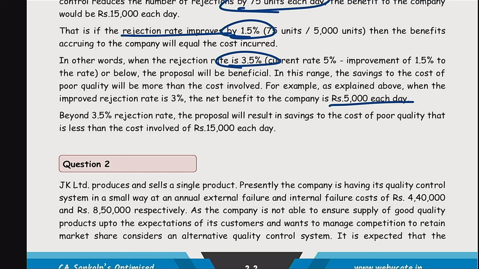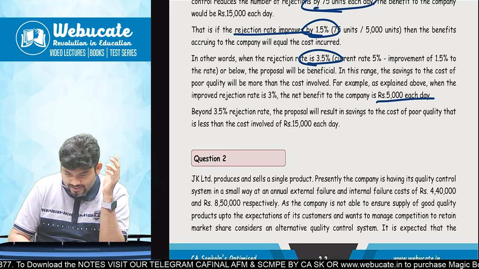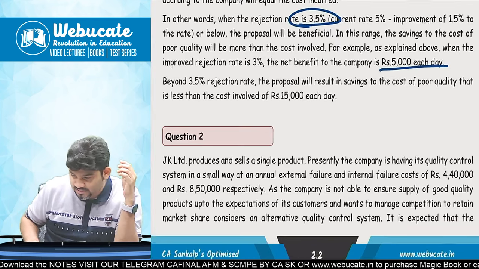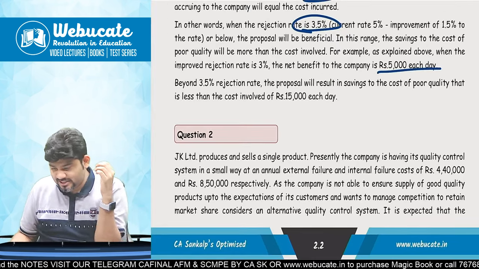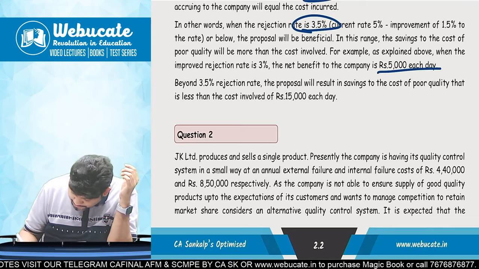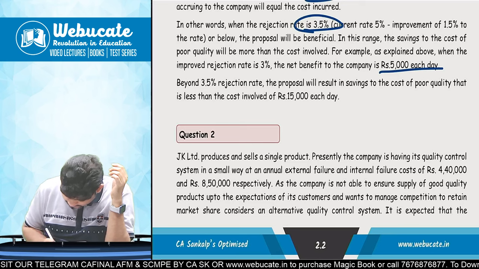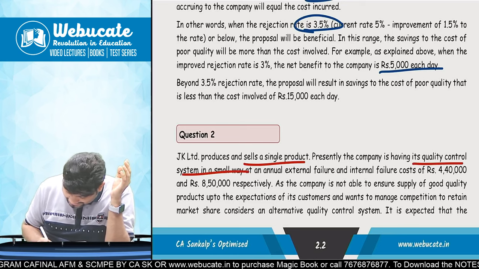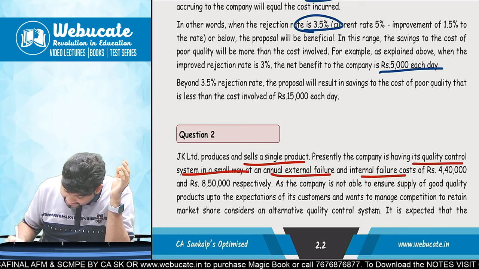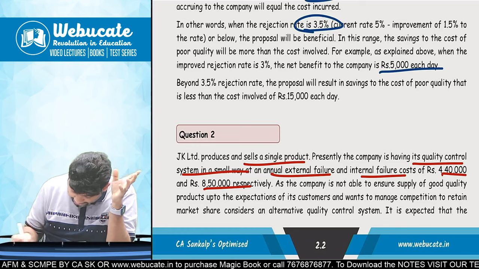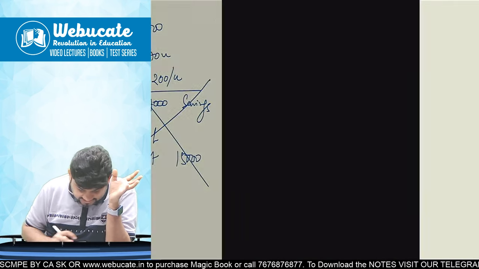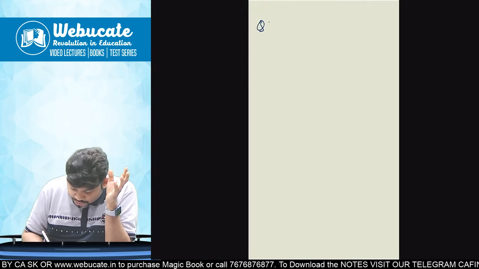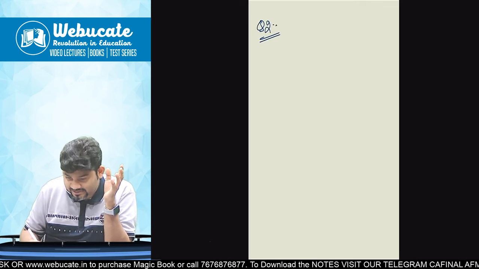Now, we move on to the next question, question number 2. Open question number 2. We will start. JK Limited produces and sells a single product. Presently, the company has its quality control system in a way that there is an annual external failure and internal failure cost of 440 and 850 respectively. Very easy. So, question number 2 is what we are starting with.